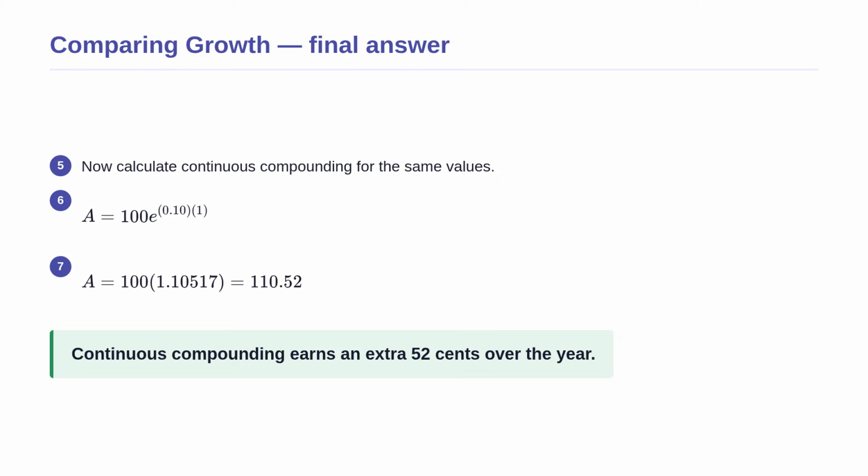$110.52. Comparing the two results, we see that continuous compounding earns the student an extra 52 cents over the course of the year. While 52 cents seems small for a $100 investment, on a $1 billion institutional trade, this difference becomes massive.